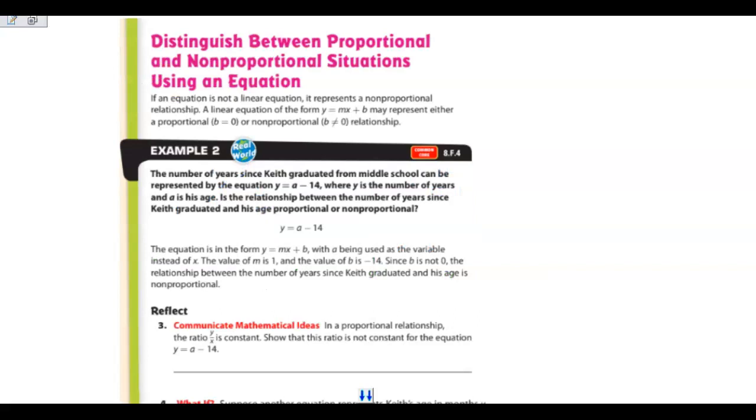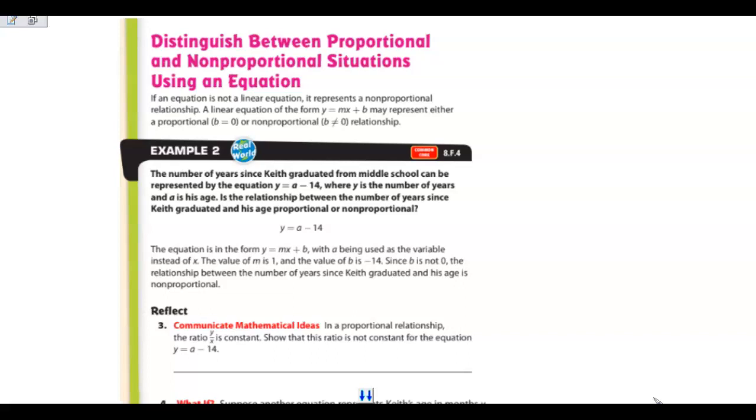We can also distinguish between proportional and non-proportional situations using an equation. If an equation is not a linear equation, it represents a non-proportional relationship. A linear equation in the form of y equals mx plus b may represent either a proportional relationship, where b is 0, or a non-proportional relationship, where b is not 0.